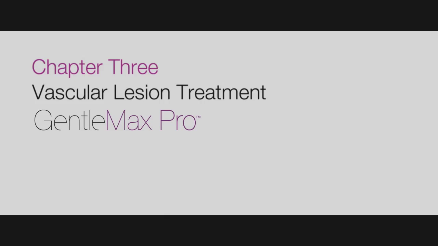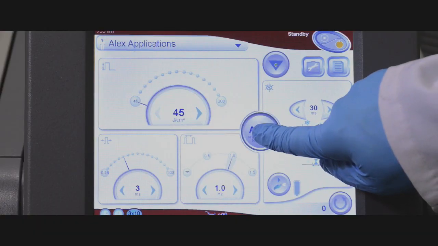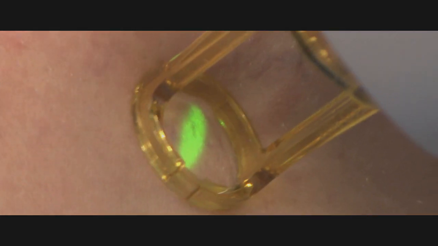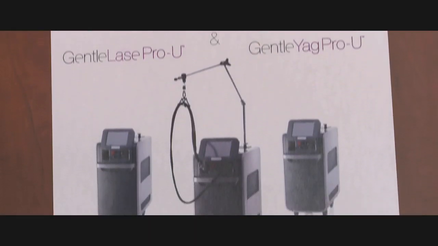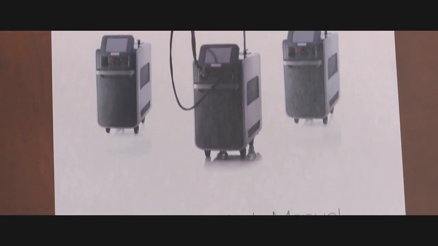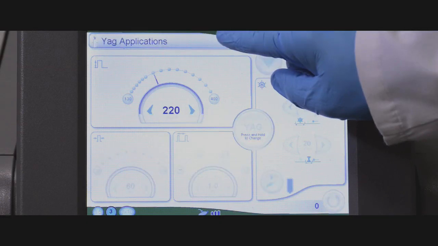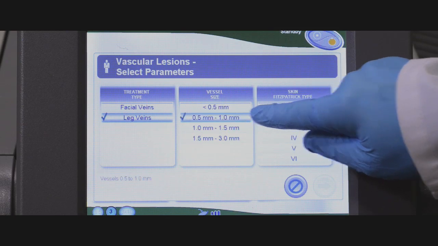Chapter 3. Vascular Lesion Treatment. Vascular lesion treatments can be accomplished with the 755 nanometer wavelength and the 1064 nanometer wavelength. See the clinical manual for a complete explanation of indications and suggested settings. Here we will demonstrate the 1064 nanometer wavelength on leg veins.